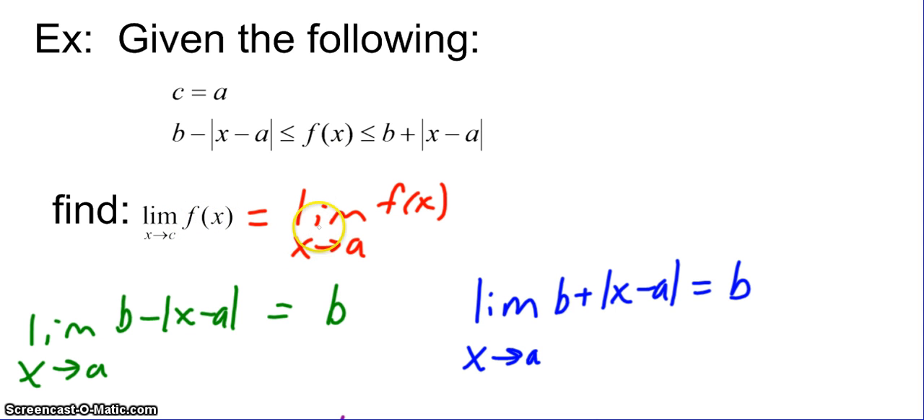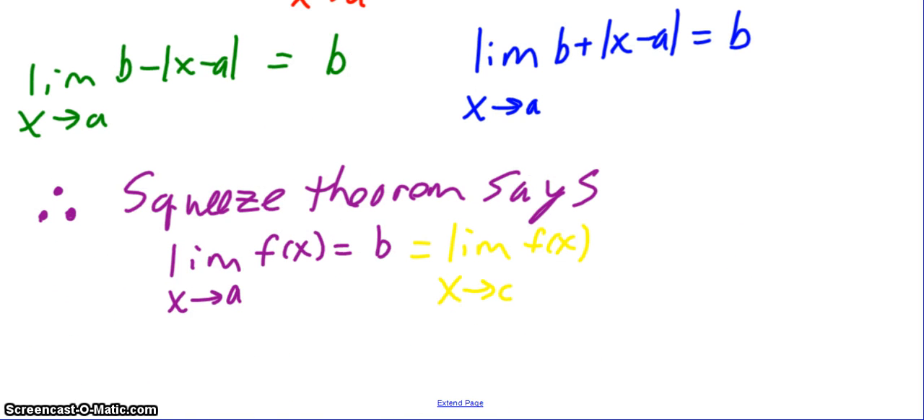Okay, since we're told c equals a, I know that the limit as x goes to c of f of x is the same as the limit as x goes to a of f of x. If I look at the left side of the inequality, the limit as x goes to a of b minus the absolute value of x minus a is just b, by substituting in a for x. So we're just doing direct substitution. I also know the limit as x goes to a of b plus the absolute value of x minus a is also b. Therefore, that's what those three little dots in a triangle mean if you're not sure. It's a symbol for therefore.